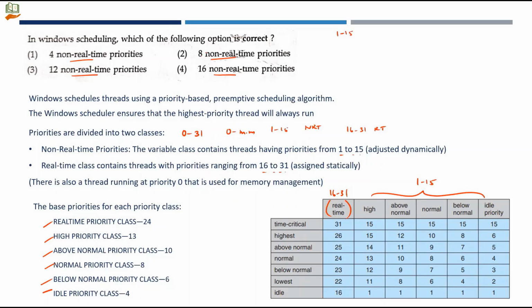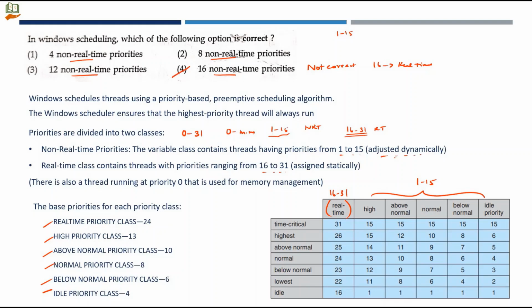If the question was which of the option is not correct, I would have marked option 4 as the right answer because 16 belongs to real time. If you total up the total non-real-time priorities, count is also 15 here. But in real time you have exactly 16. So you cannot mark option 4 anywhere.